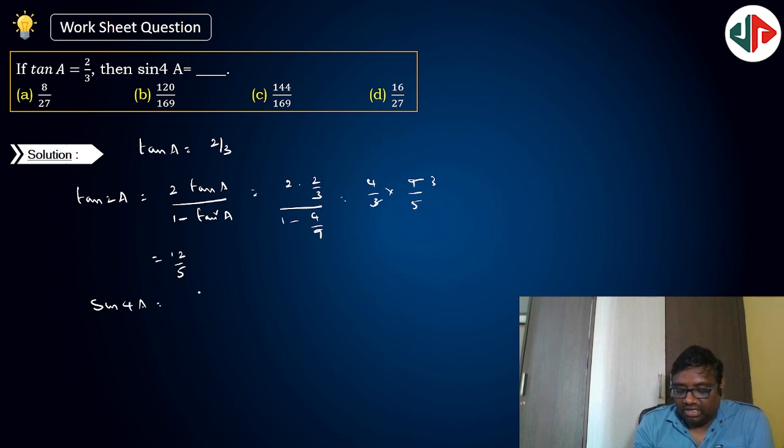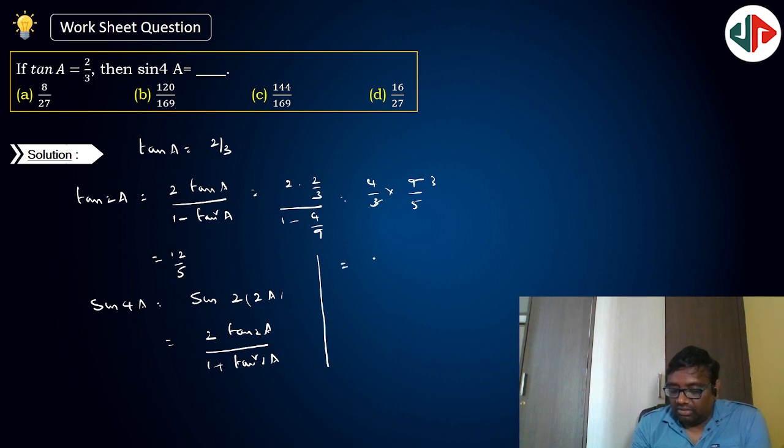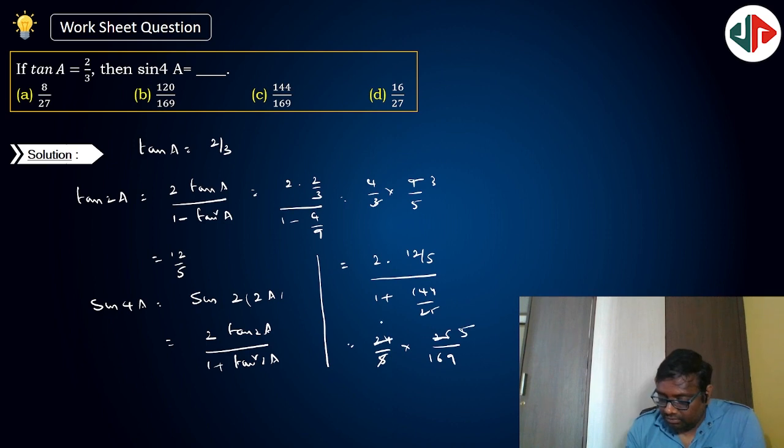Sine 4a value we can read as sine of 2 into 2a only. No? So sine 2a, what is the value? 2 times tan a by 1 plus tan square of 2a. So what is your tan 2a value? 2 into 12 by 5 by 1 plus 144 by 25. So 24 by 5 into 25 by 169. So 120 by 169.